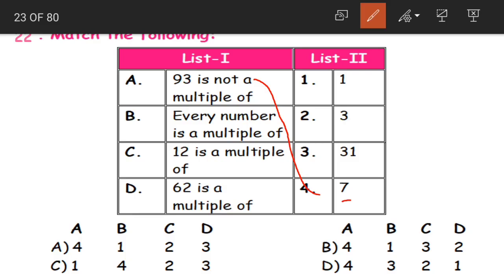Coming to statement B here. Every number is a multiple of dash. Every number is a multiple of 1. And 1 is a factor of every number.